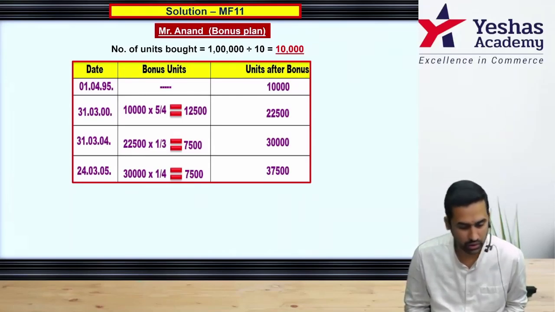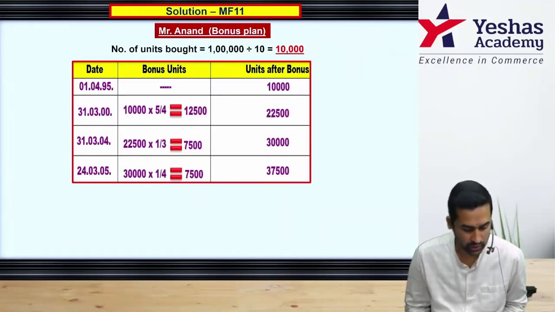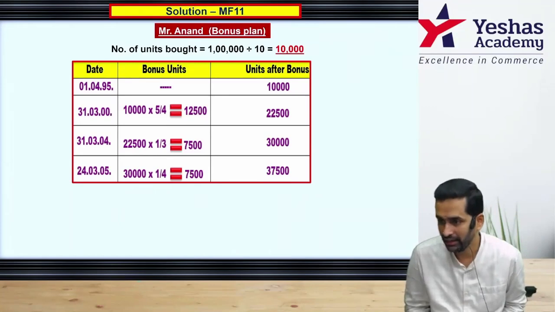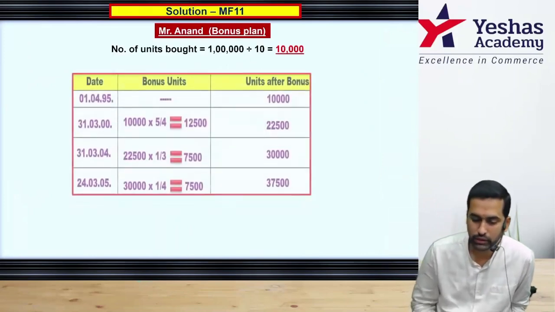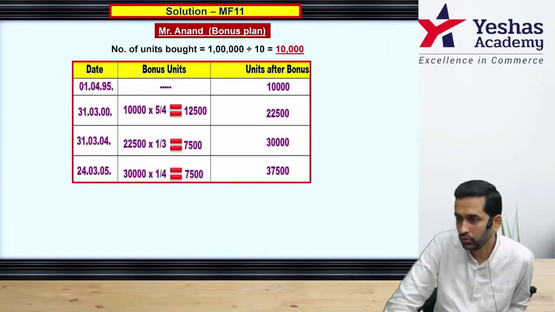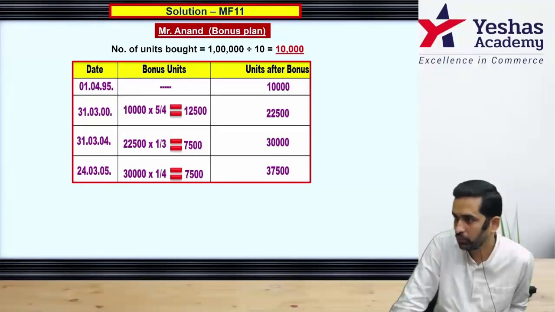Next bonus was given on 31st March 2004. And this is one bonus for every 3 held. Please understand this 1:3 is one bonus for every 3 held. That means it is 22,500 into 1/3. You will be allotted 7,500 bonus units.